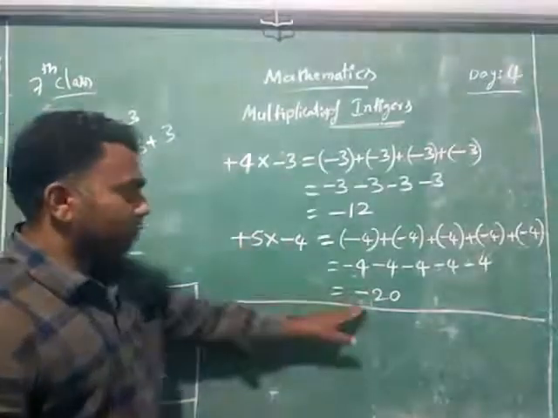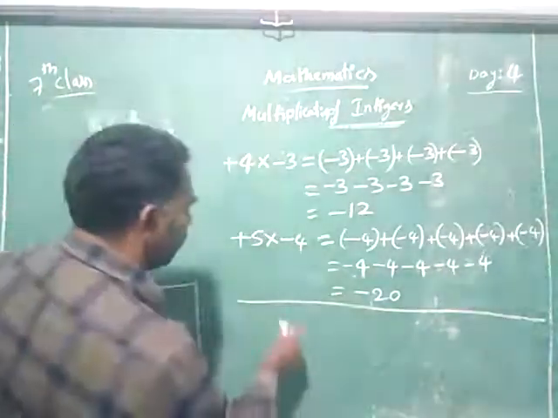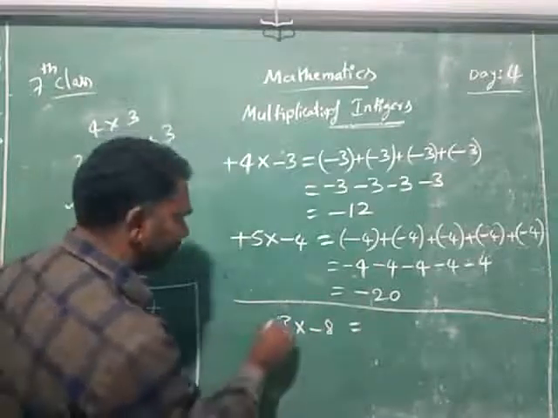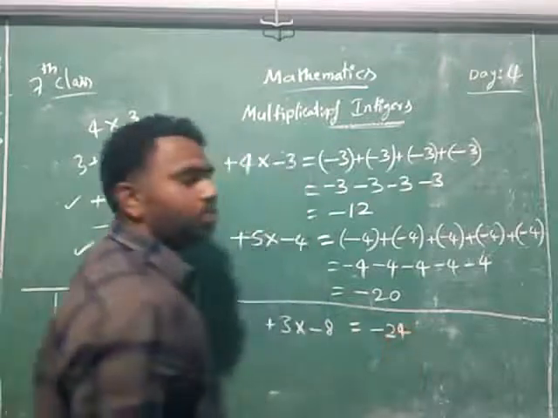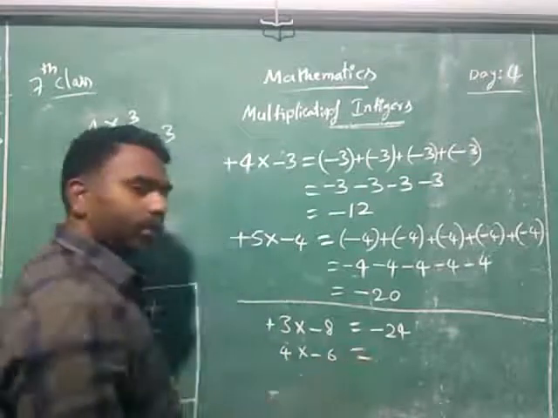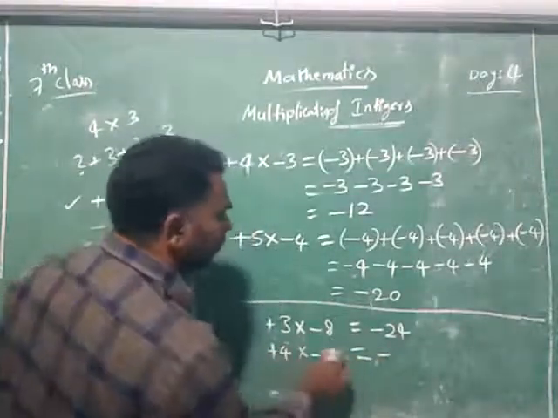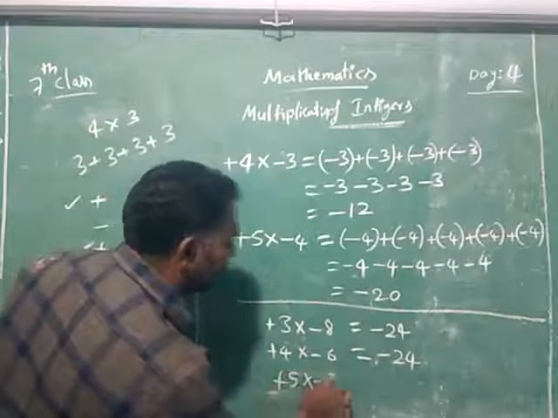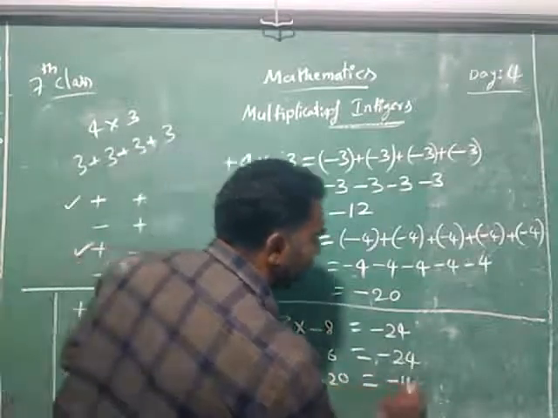Plus into minus is minus, 5 into 4, 5 4s are 20. Simple. So if I give you 3 into minus 8, what do you say? It is plus symbol. Plus into minus is minus, 3 8s are 24. Simple answer. 4 into minus 6, you will say it is plus symbol. Plus into minus is minus, 4 6s are 24. Plus 5 into minus 20, plus into minus is minus, 5 20s are 100.